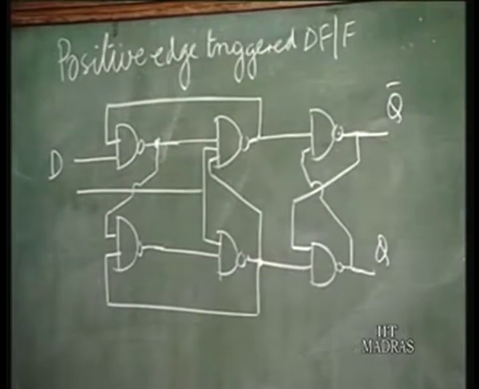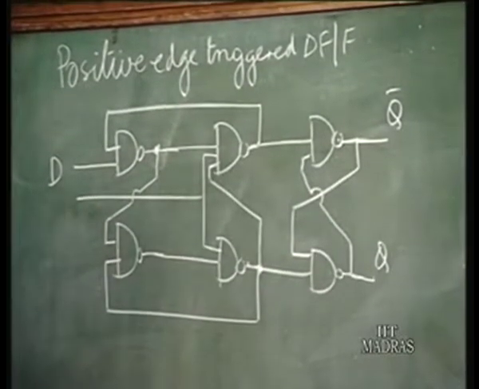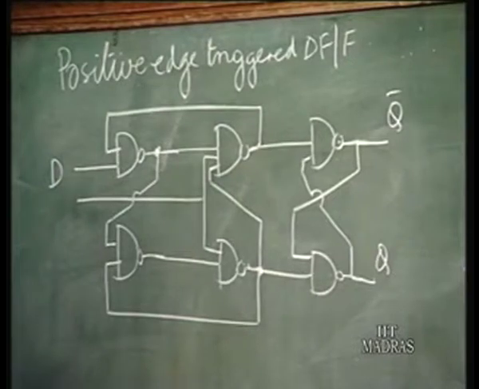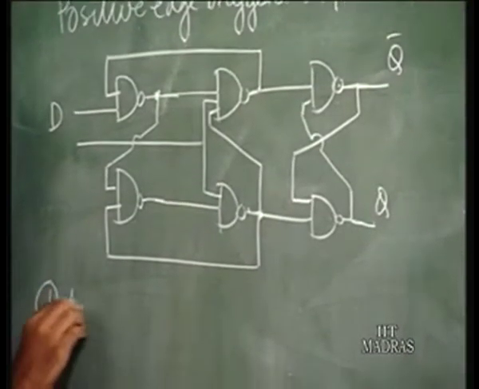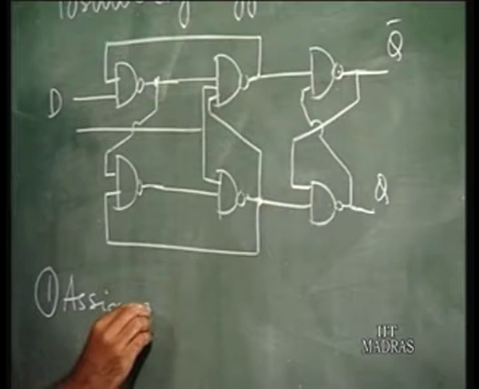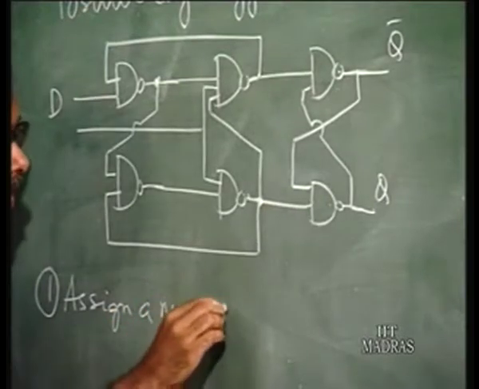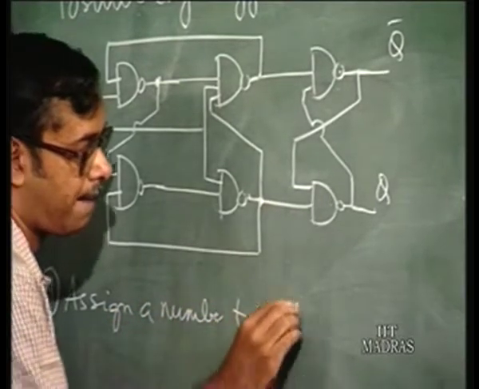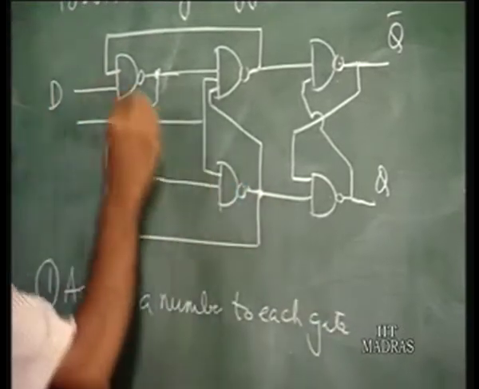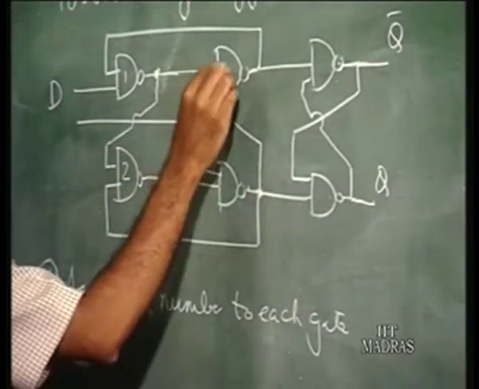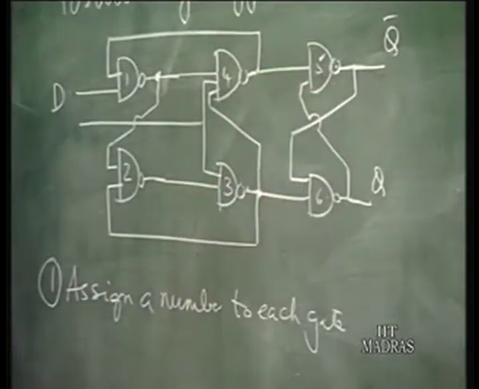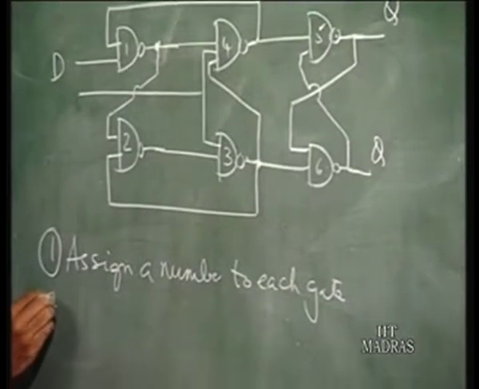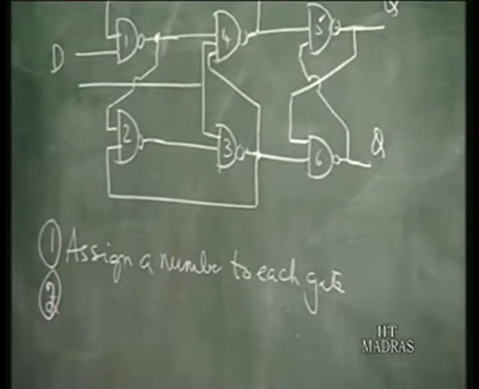So again we have to frame the rules for the NAND circuit. How to do it? How to draw the transistor level circuit? Again we do it the same way. Start the same way. Assign a number to each gate. This always helps. So 1, 2, 3, 4, 5, 6. Now this is a NAND circuit, so you remember it's from collector to collector.